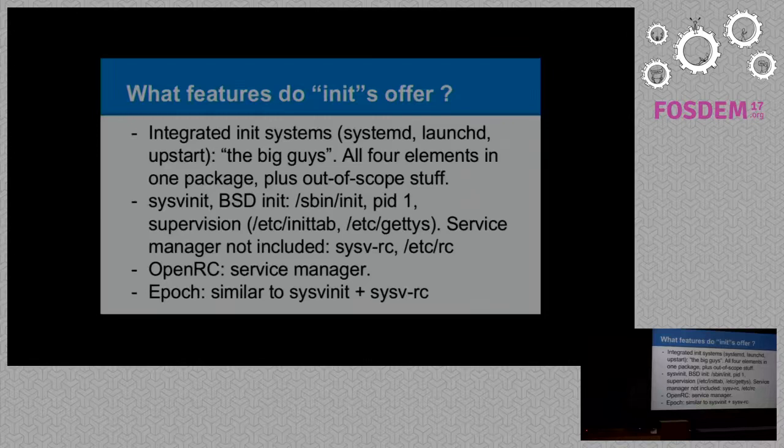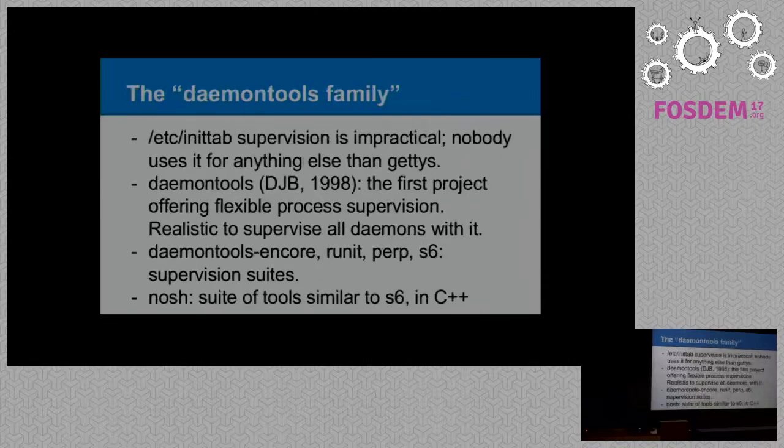Okay, so this is something completely different. This is the Daemon tools family, which you probably have heard of if you're here to listen to this talk. The problem with supervision managed by etc inittab, as in System5 init or BusyBox init, is that it is impractical. It's very static. And nobody uses it for anything else than the gettys. If you look at your default etc inittab, you will see some lines to boot the system and actually the service manager. You will also see lines for gettys and not much else. This is the stock default configuration, and nobody ever changes it. There is a reason for it. It's impractical to change a service. To add or remove a service, you have to edit the file, then send the signal to init. It's hard to make it work.